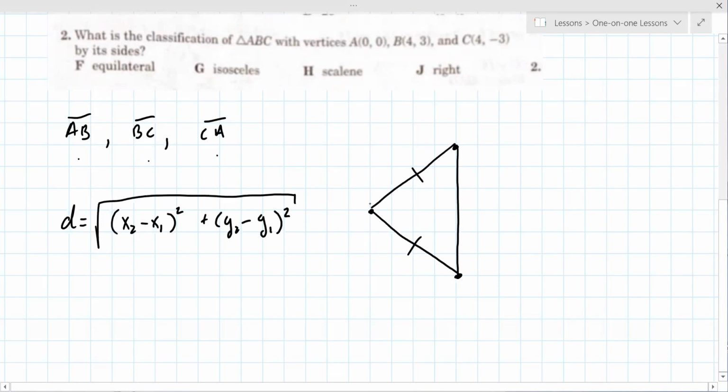This one worked out really nicely, so I'm not sure what to suggest because it may or may not be like that on the actual test.